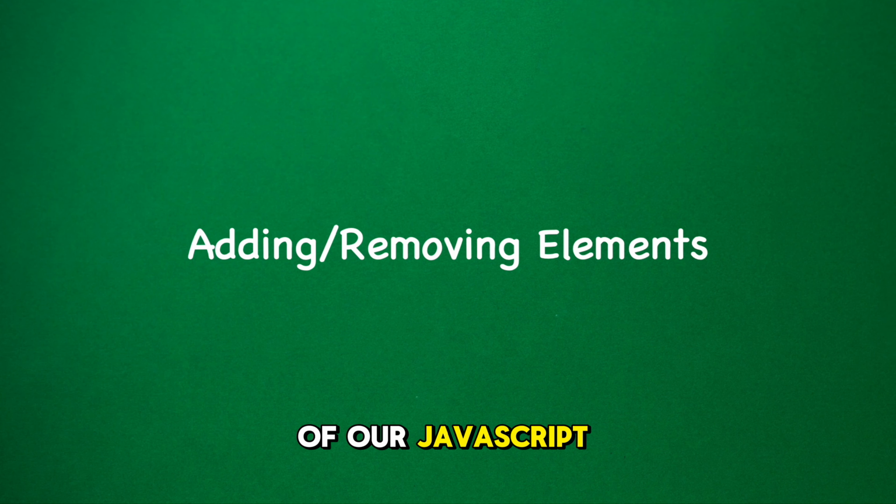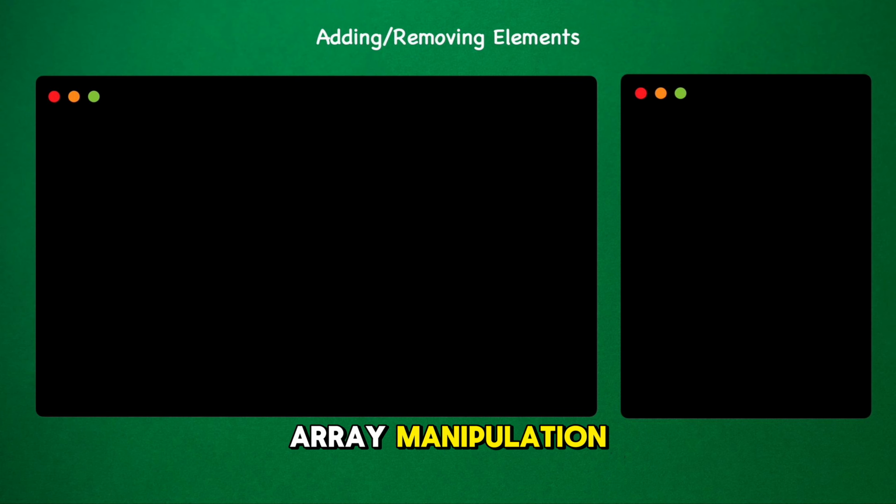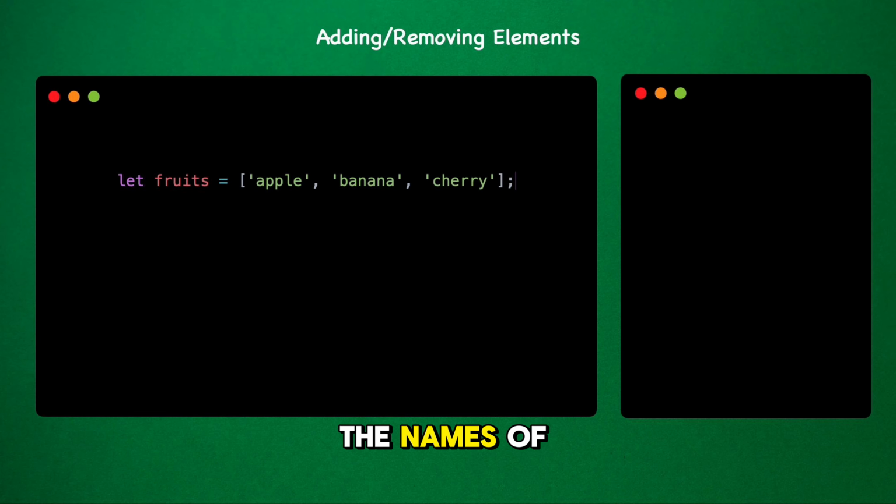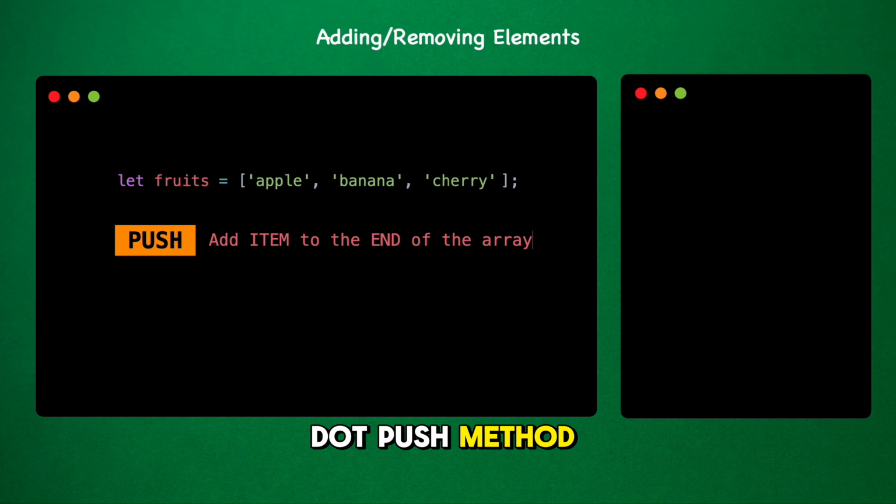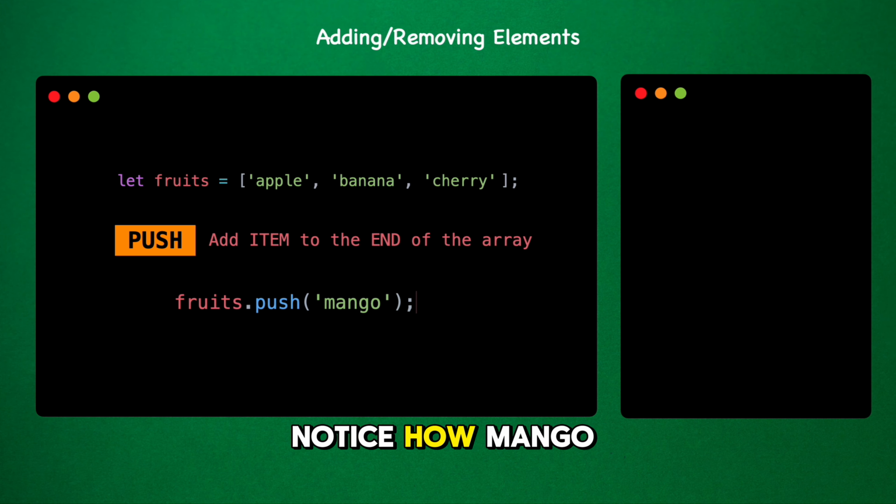In part 2 of our JavaScript Array Essentials series, we're focusing on array manipulation. Let's start with an array that contains the names of some fruits. Our initial array contains 3 fruits: apple, banana, and cherry. Now, we're going to add a new fruit to the end of the array. We'll use the .push method for this. Notice how mango has been added to the end of the array.